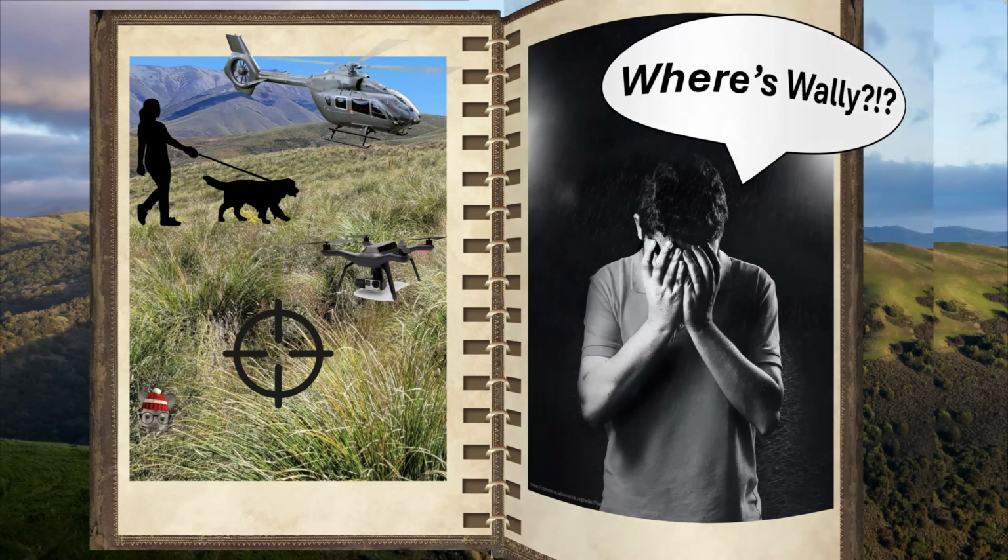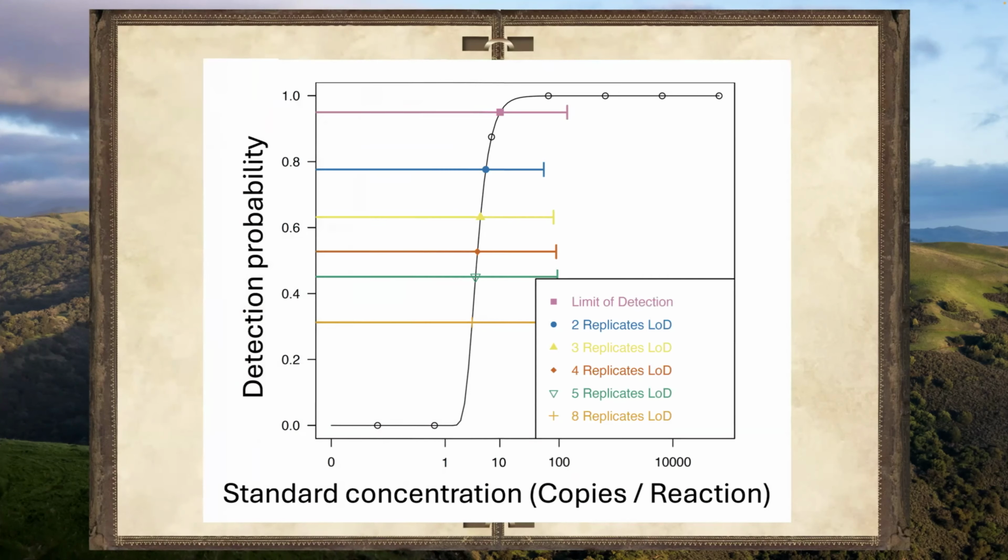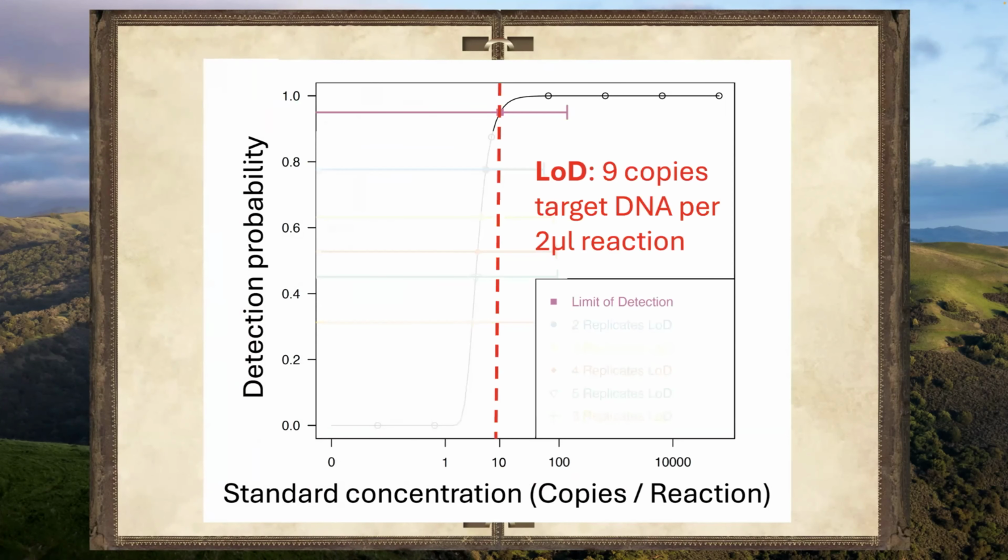So just to get a little technical, we designed an assay which was targeted for wallaby species, which is the Bennett's wallaby. This was in the ND2 gene region. And as well as being super specific, we also found this to be very sensitive, detecting as low as 9 copies of target DNA in a 2 microliter reaction. But the real test was still to come. Could this actually work in the field?